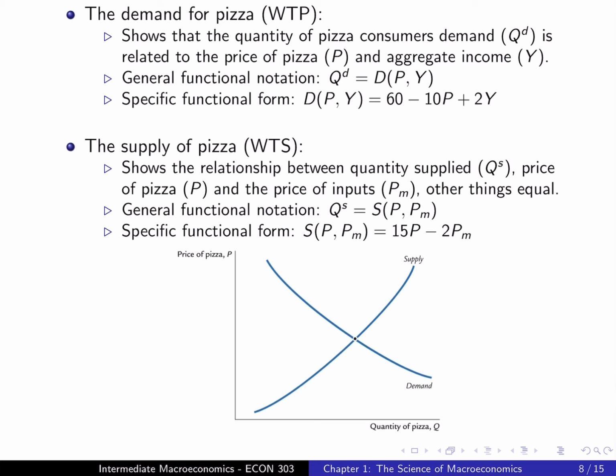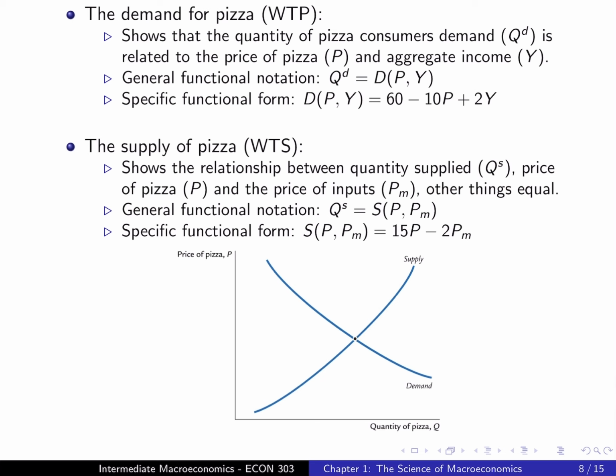This relationship tells us how much pizza consumers are willing to buy based on the price of pizza and their income. We represent this formally as the quantity of pizza demanded, QD, depends on the price of pizza, P, and aggregate income, Y. In general notation, QD equals demand, a function of P and Y. A specific functional form, demand, a function of P and Y, equals 60 minus 10P plus 2Y.